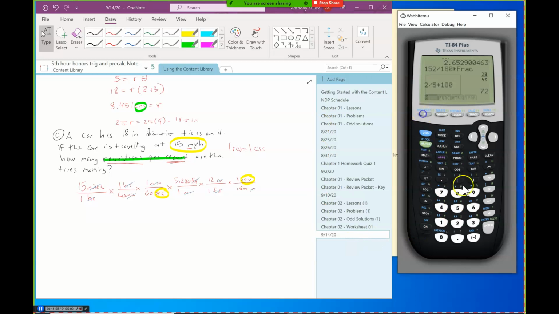So I'm just going to type this in as one fraction. So I have 15, and I'm not going to multiply by ones in the numerator. And in the denominator we have 60 times 60 times 18 pi. So I have 4.669 revolutions per second.